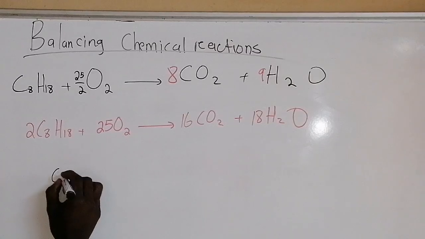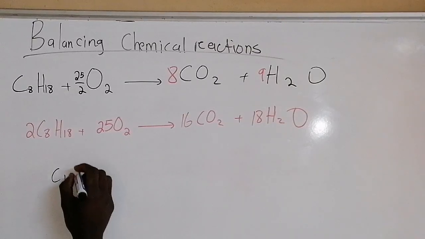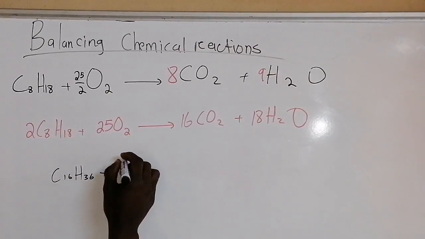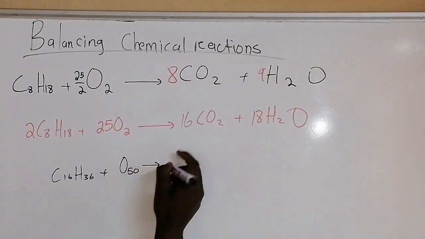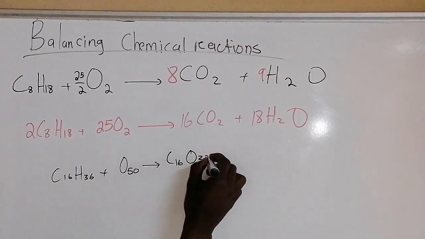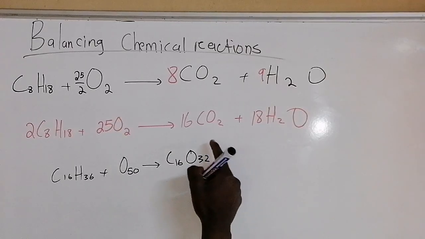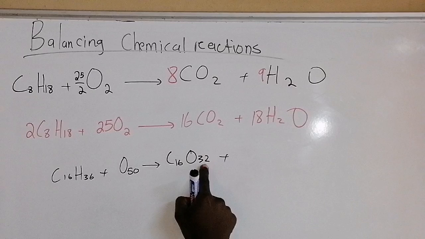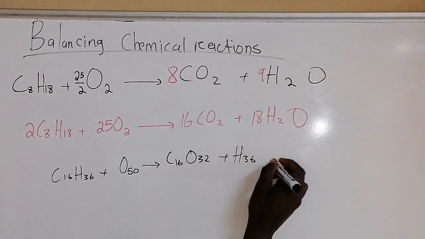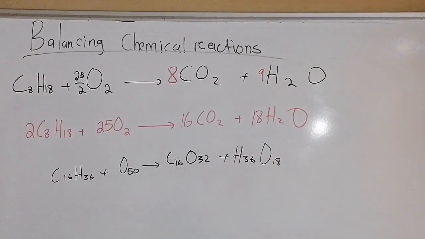So we have C16, right? Here we have H36 plus here, which is O50. Here we'll be having C16 and O32. Then plus, I don't know if you understand how I got this 32. 16 times 2, I got 32. This times that, H36, then O18.